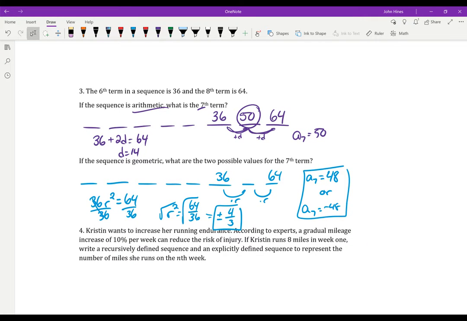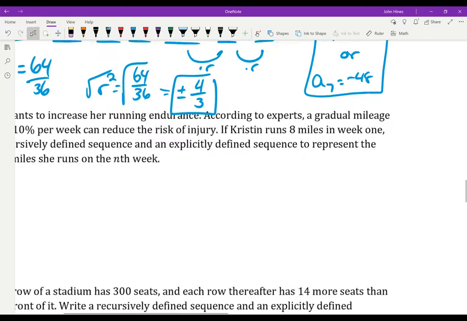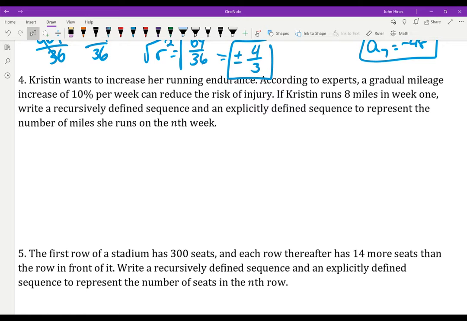Notice that it depends whether it's arithmetic or geometric how I jump to the next term. Kristen wants to increase her running endurance. She can increase it by 10 miles a week. So if I increase something by 10 percent a week, what's my multiplier? 1.10. Remember, it's 1 plus the decimal if I want to increase by a percentage. If I want to decrease by a percentage, it's 1 minus the decimal.